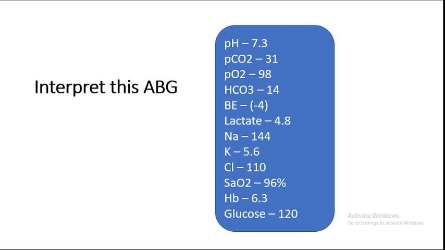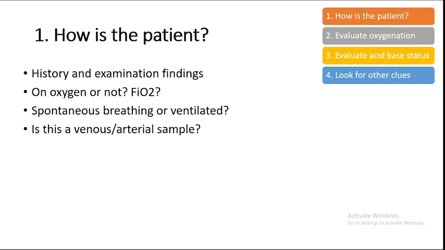So now you need to know about the patient, right? So what do you want to know? History and examination findings, whether the patient is on oxygen or not. If so, what is the fraction of oxygen the patient is on? Whether the patient is spontaneously breathing or is mechanically ventilated? And of course, whether it is an arterial sample or a venous sample.